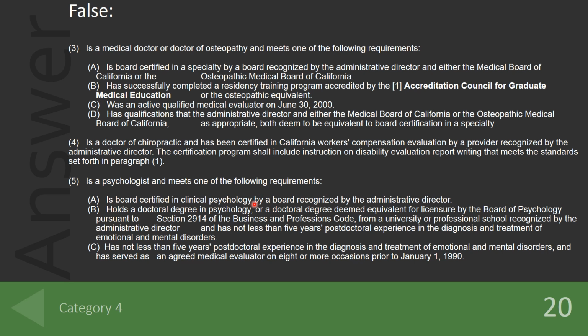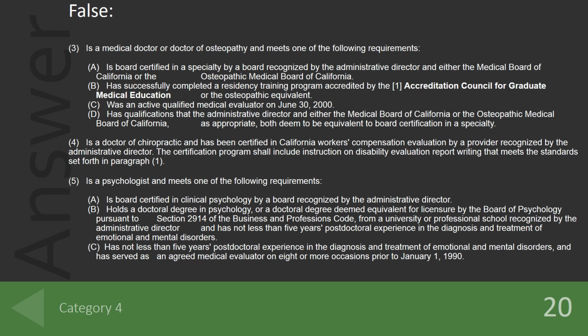They are board certified in clinical psychology by a board recognized by the administrative director, or number 2, they hold a doctoral degree in psychology, or a doctoral degree which is deemed equivalent for licensure by the Board of Psychology from a university or professional school recognized by the administrative director, and this is interesting, has not less than 5 years postdoctoral experience in the diagnosis and treatment of emotional and mental disorders.